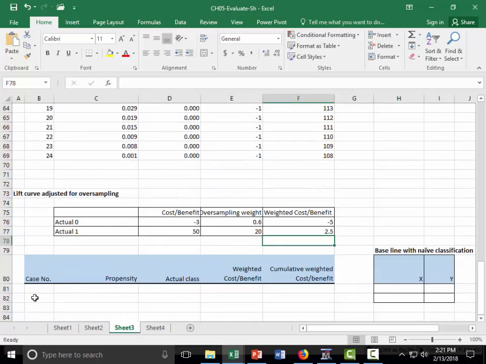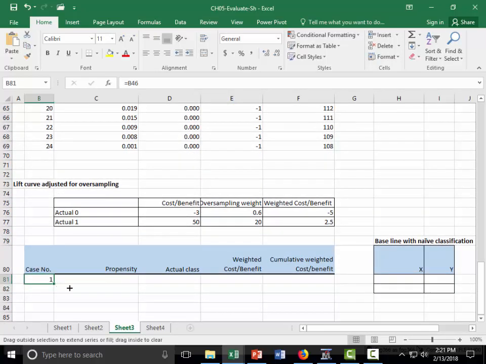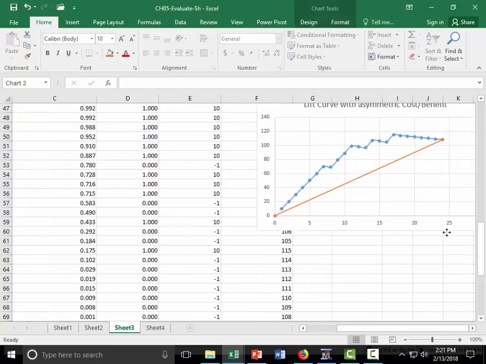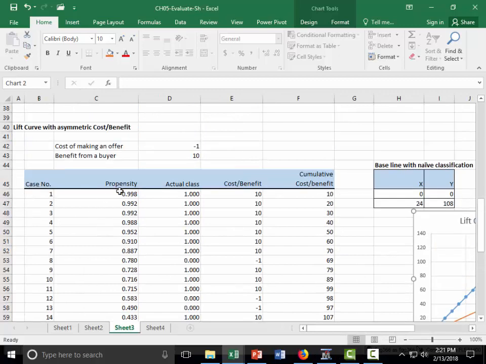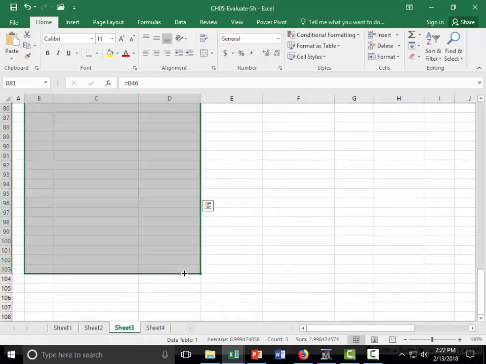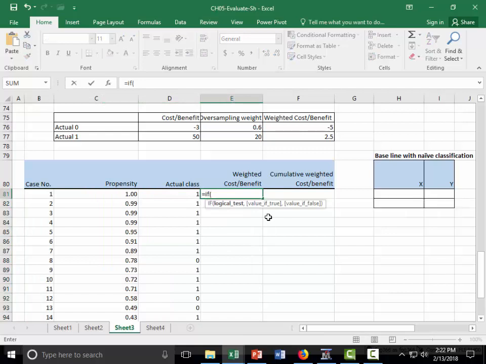So, case, and these are coming from here. Right? Propensity, actual class. Okay. So now you use an if function to figure out the cost. If it is 1, then the weighted cost or weighted benefit. Otherwise, the weighted benefit is that, which is -5, which means it's a cost. Okay.